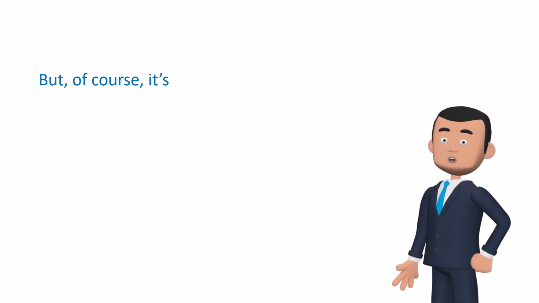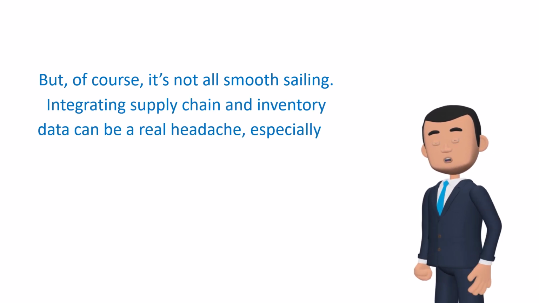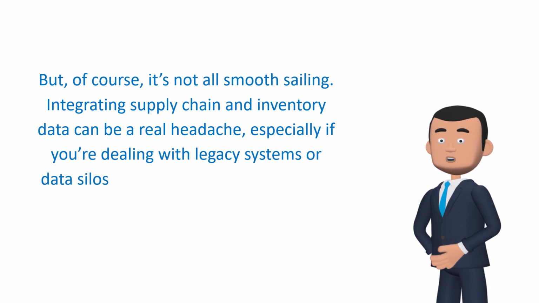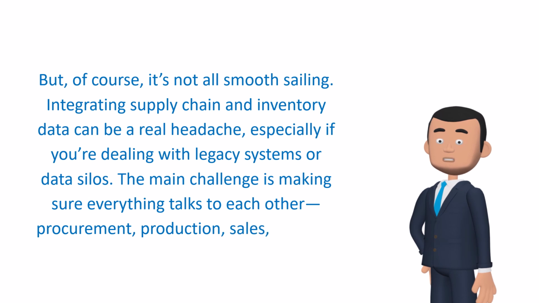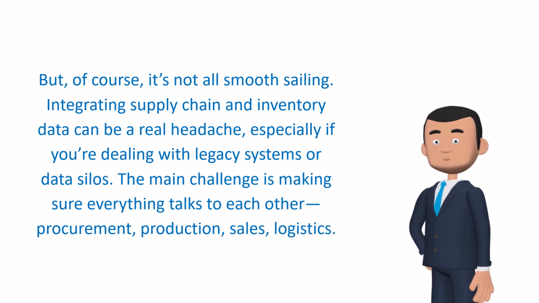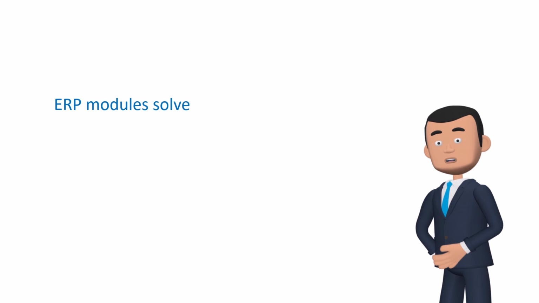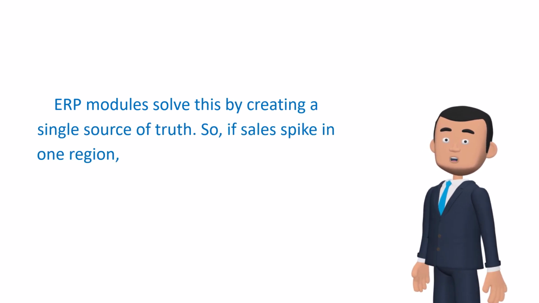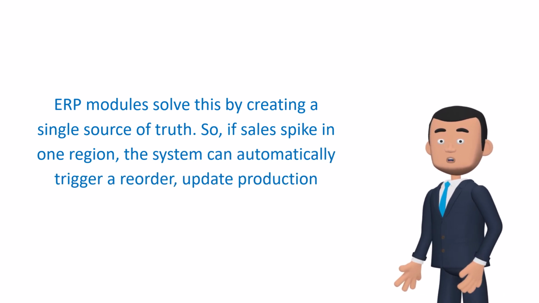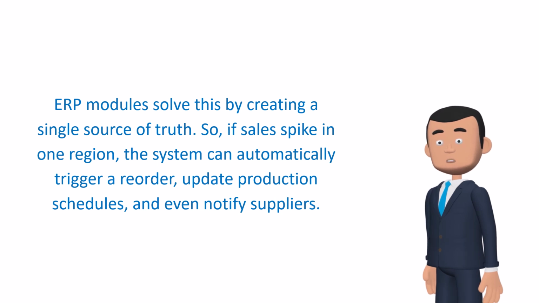But of course, it's not all smooth sailing. Integrating supply chain and inventory data can be a real headache, especially if you're dealing with legacy systems or data silos. The main challenge is making sure everything talks to each other: procurement, production, sales, logistics. ERP modules solve this by creating a single source of truth. So, if sales spike in one region, the system can automatically trigger a reorder, update production schedules, and even notify suppliers.